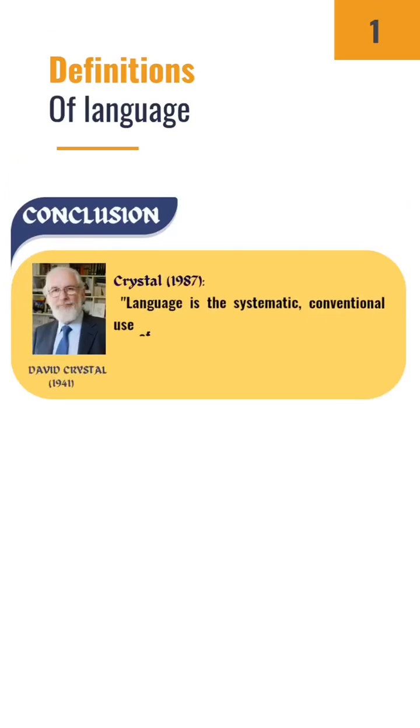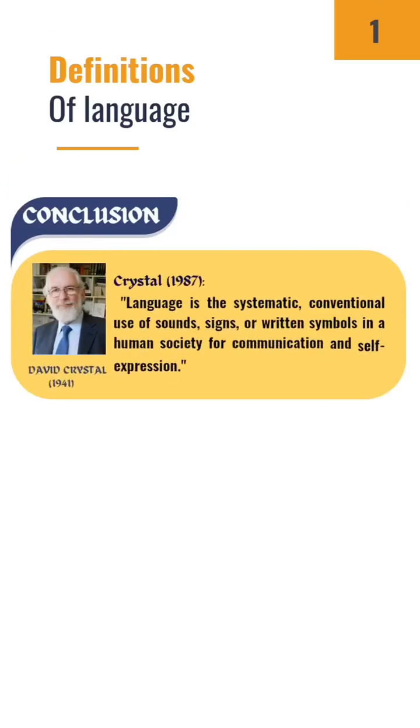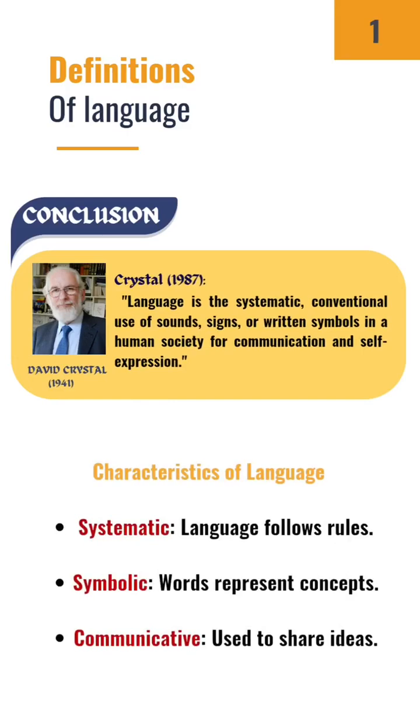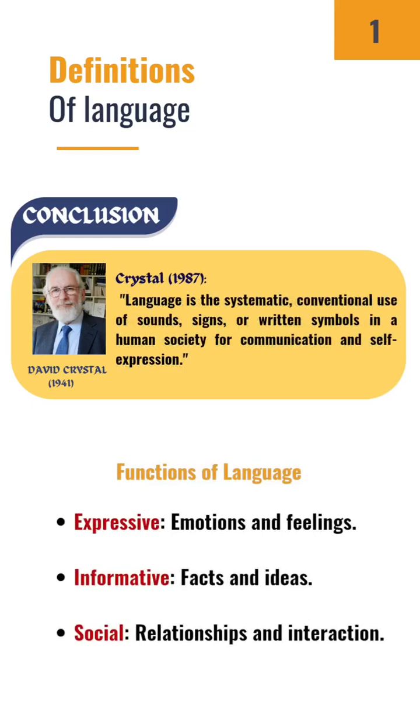David Crystal defined language in 1987 as the systematic, conventional use of sounds, signs, or written symbols in a human society for communication and self-expression. From this definition we can see the characteristics of language, which are systematic, symbolic, and communicative, as well as its functions, which are expressive, informative, and social.